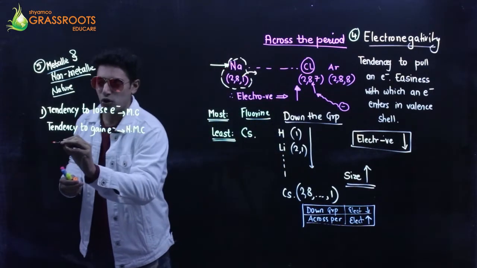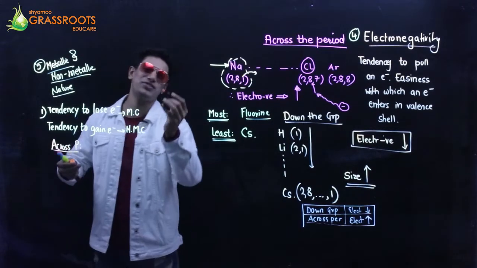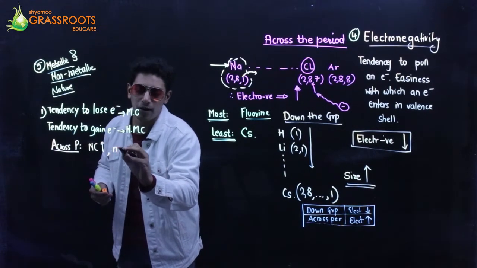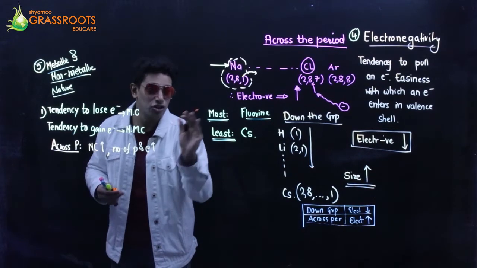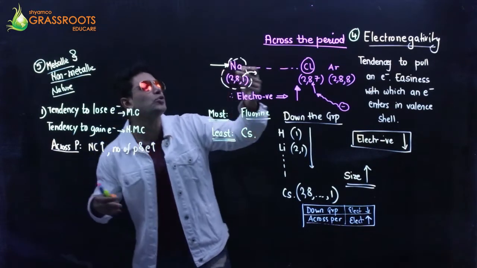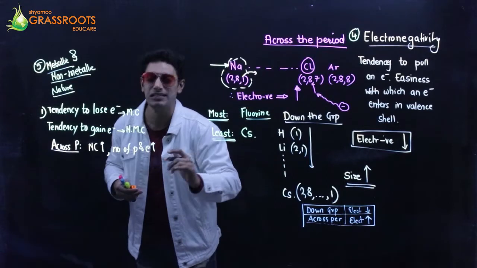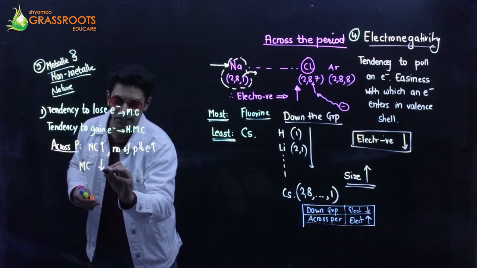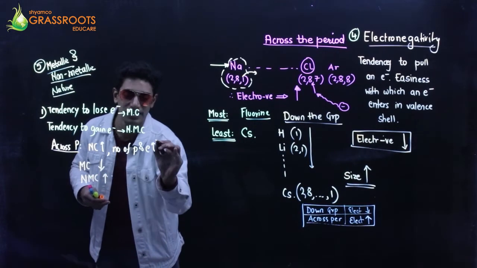So can I say across the period, you need to write all those things. The nuclear charge increases, the number of protons and electrons increases. Yes, shells remain the same. But I can say the tendency to lose electrons decreases. So the metallic character across the period decreases and the non-metallic character across the period increases.